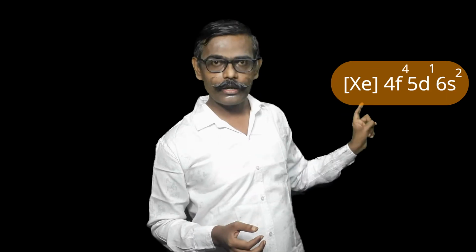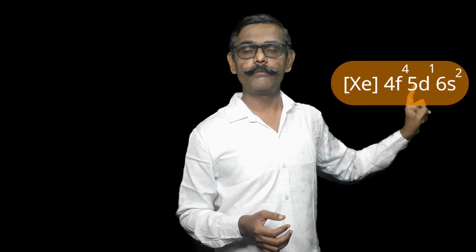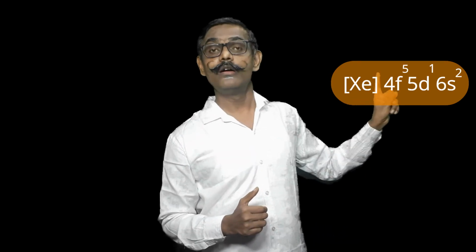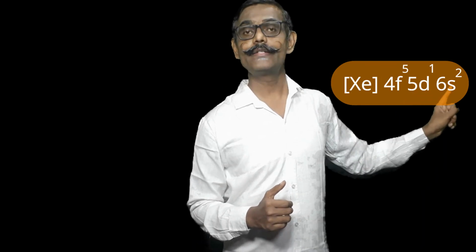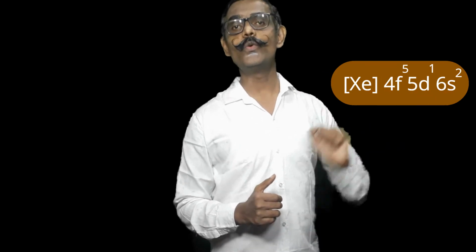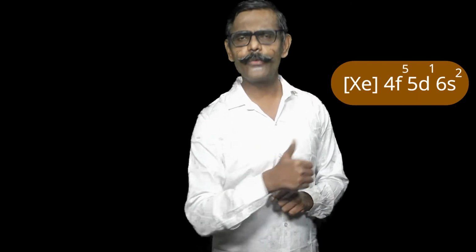Promethium: xenon 4f4 5d1 6s2. Samarium: xenon 4f5 5d1 6s2. Likewise, the electronic configuration can be written for the remaining lanthanoids.